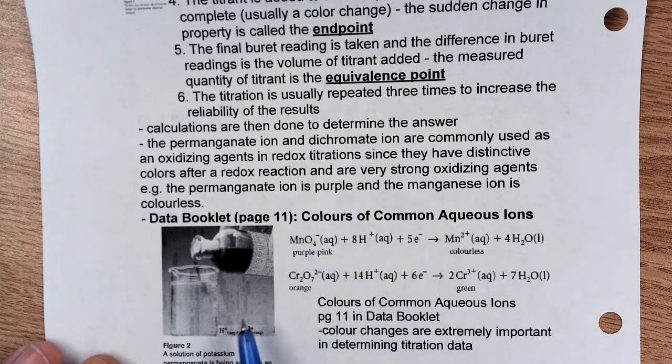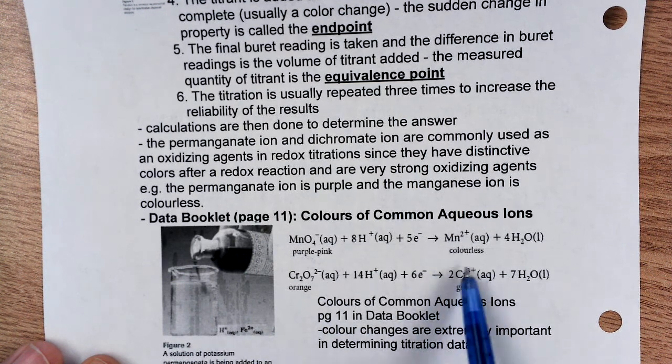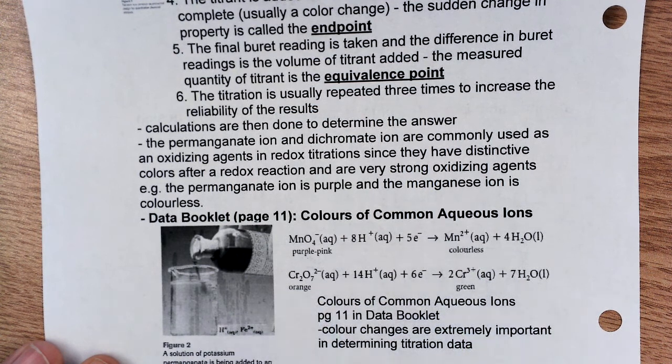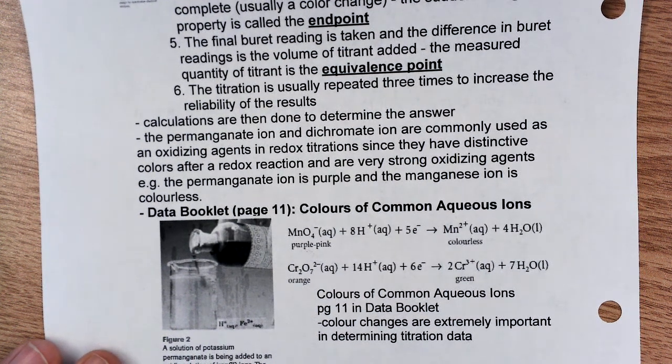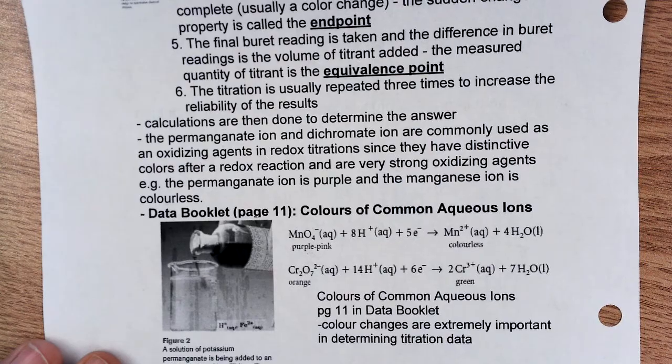Okay, dichromate turns green when it's producing its products. So as the reactant is turning green, we know that the endpoint is when it turns orange. Okay, common colors. If we aren't sure what colors like these are, they are on page 11 in our data booklet. And color changes, again, are extremely important because they're going to tell us the endpoint when looking at titration data.